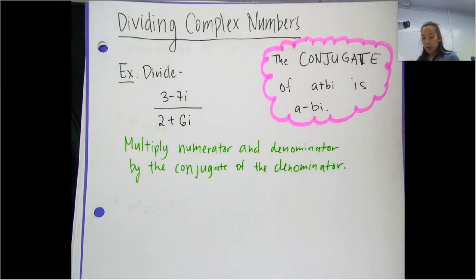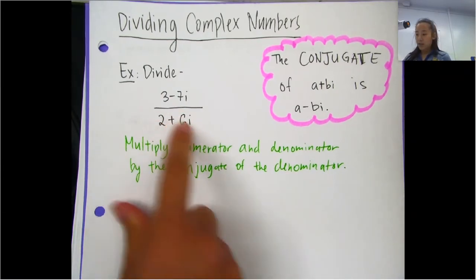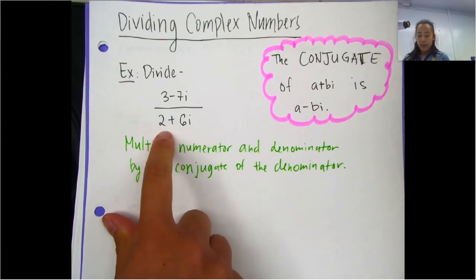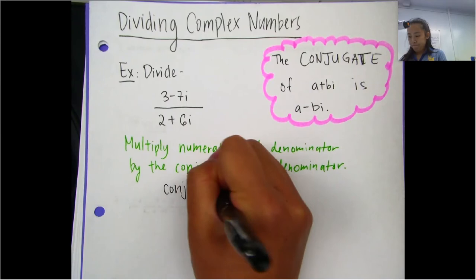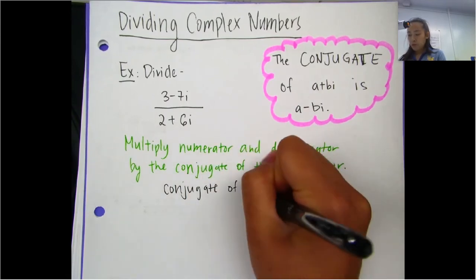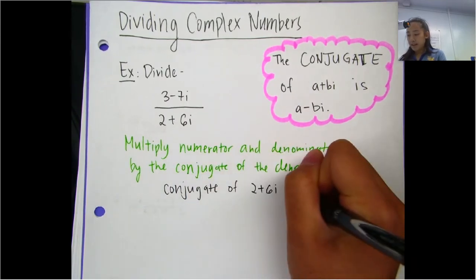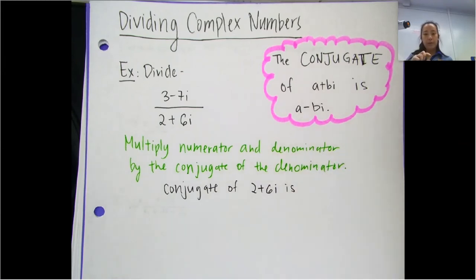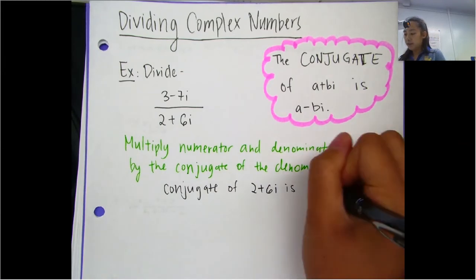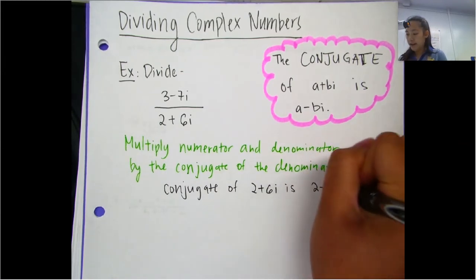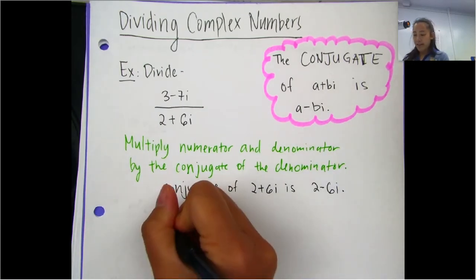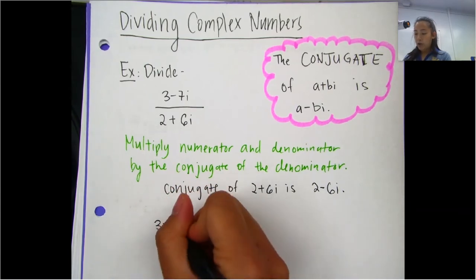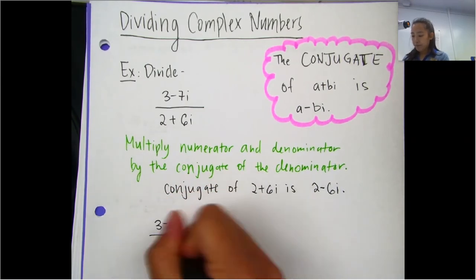Okay, so the conjugate of the denominator is going to be the conjugate of 2 plus 6i. So the denominator is 2 plus 6i. And so what is the conjugate then? Well, you're just going to want to flip the sign. And so we flip that plus to a minus, and so it's 2 minus 6i. Okay, and so we're supposed to be multiplying the numerator and the denominator by 2 minus 6i.